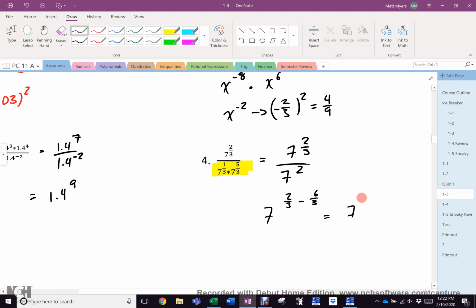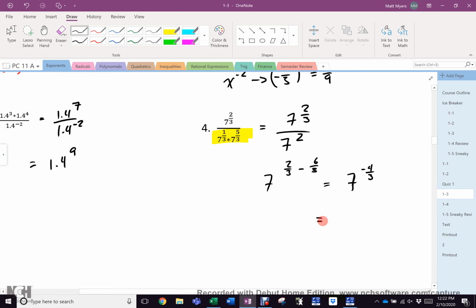So that is 7 to the what? Negative 4/3, right? What does a negative exponent do to its base? Reciprocates it. So what does this 7 become? 1 over 7 to what power? 4/3. Can we leave it that way? Is that okay? Yes, that's fine. Is there more math that I know I can do with that fraction?